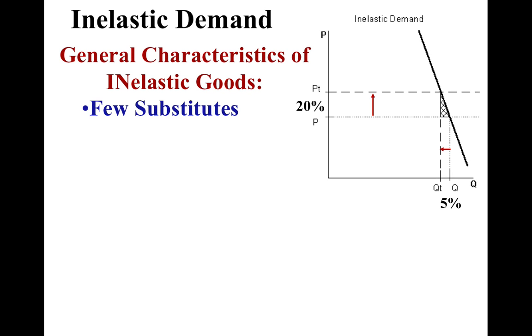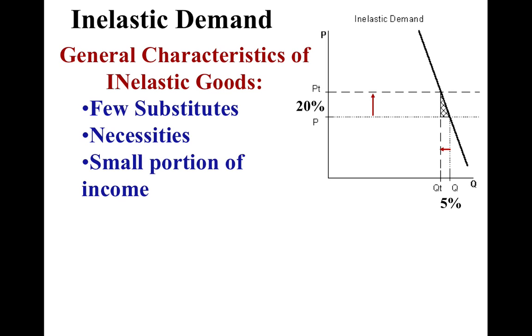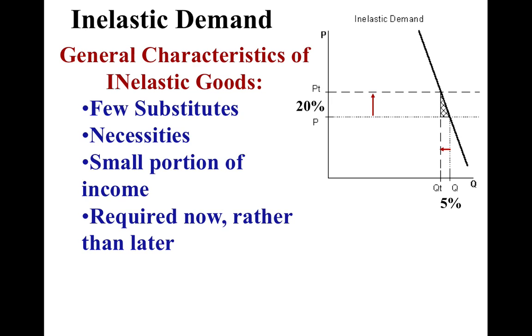Some characteristics of inelastic goods is that they're usually things with few substitutes and or are necessities that you have, like the toilet paper example on the last page. If it's a small portion of your income, usually the price change doesn't impact you so greatly that you would give it up. Because you can bear that price change without having to change your habits much. If you got to have it now, you're going to buy it now.